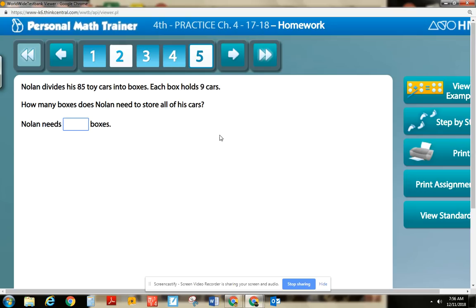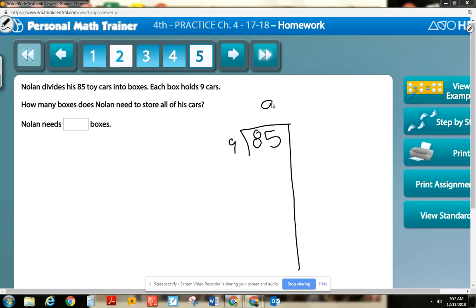This is a question that we got to solve by using division. It says Nolan divides his 85 toy cars into boxes. Each box holds 9 cars. So do 85 divided by 9. Let's just do that first. And how many 9s can fit into 85? Well, I know that 9, sorry guys, I know that 9 times 9 is 81. That would give me 4 cars left over. So I would have 9 boxes, but I would still have 4 cars left over.